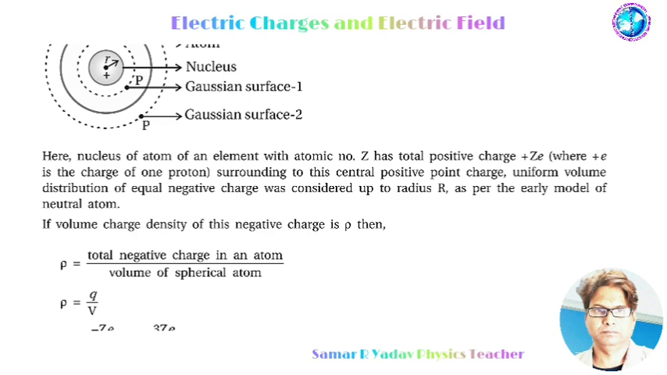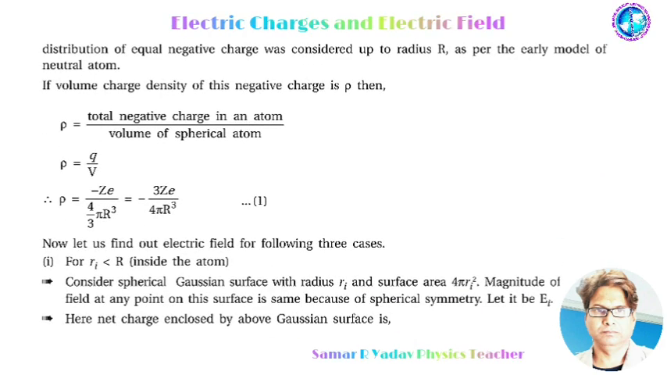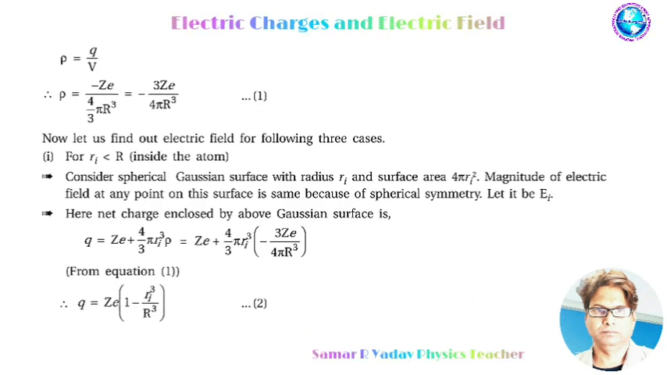neutral atom. If the volume charge density of this negative charge is rho, then rho is equal to total negative charge in an atom upon volume of the spherical atom. Rho is equal to q upon V. Therefore rho is equal to minus Ze upon 4 by 3 pi R cube, which is equal to minus 3Ze upon 4 pi R cube. Equation 1. Now let us find out the electric field for the following three cases.